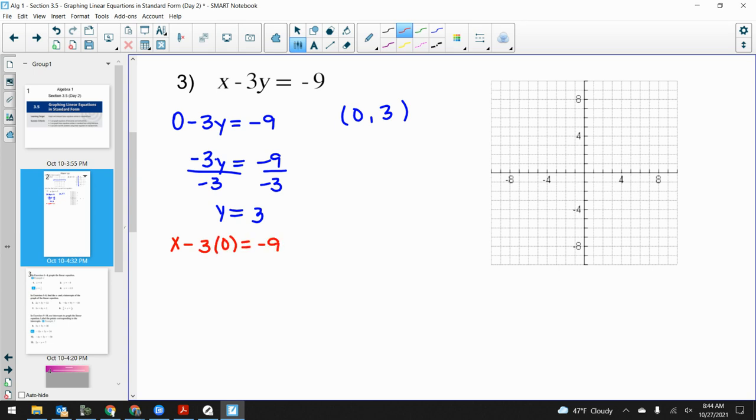Now, Gio, what happens with my -3 times 0? It cancels out, leaving me with x equals -9. So what's my coordinate, Gio? -9, comma, 0. Yeah. Why am I pushing you guys to do that? Because I need to stress to you guys that that is a coordinate.